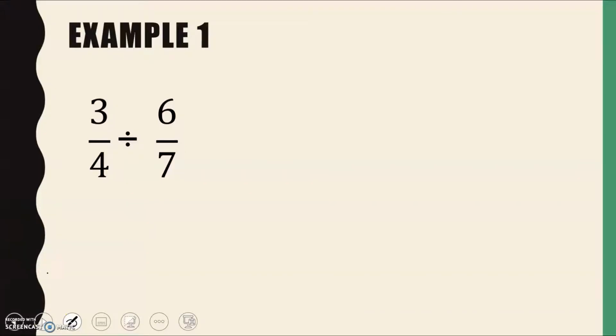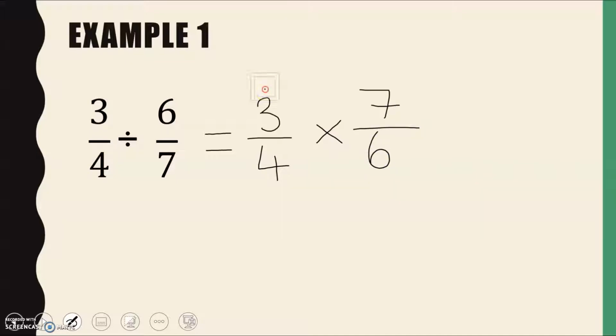So step number 1 then was to change our divide to a times. So we keep our first fraction the same, 3/4. Divide becomes times, and then I flip my fraction upside down. So 7 goes on the top and 6 goes on the bottom. I've then got 3 times by 7, so that is 21. And then 4 times by 6 is 24.